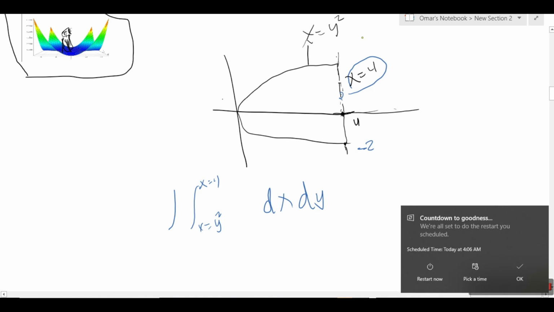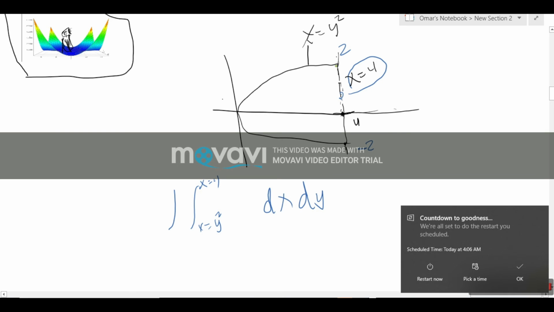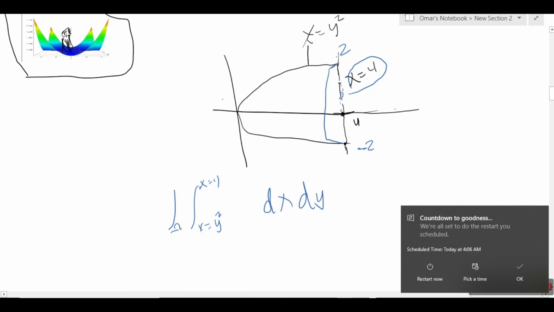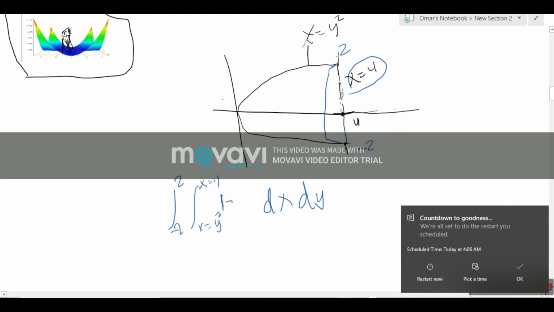And the y bounds, as we see here, for this area, the y bounds are going from -2 to 2. So we're gonna put those as our limits of integration, and our function is 1 plus x squared and y squared.